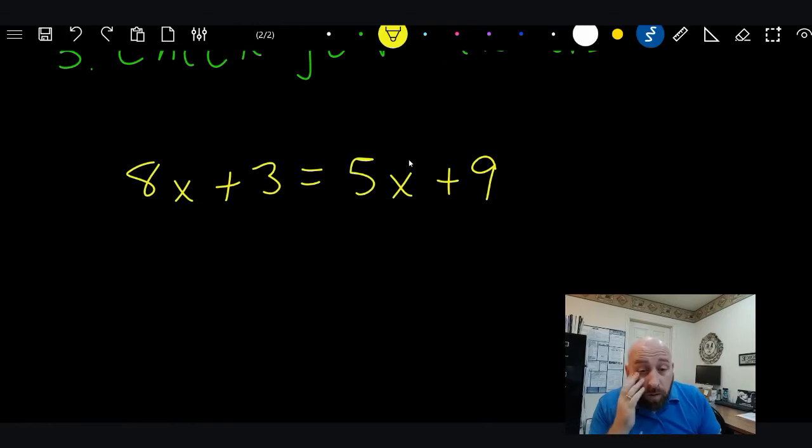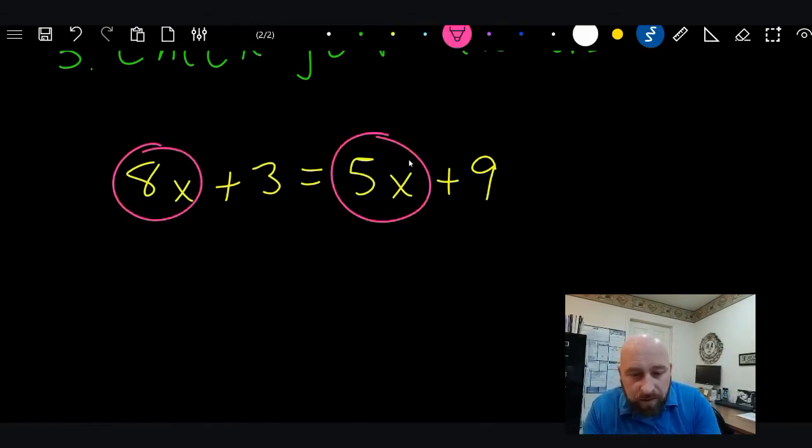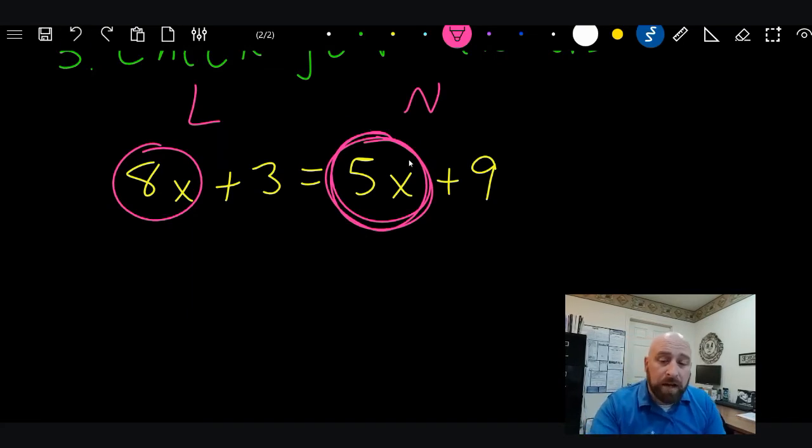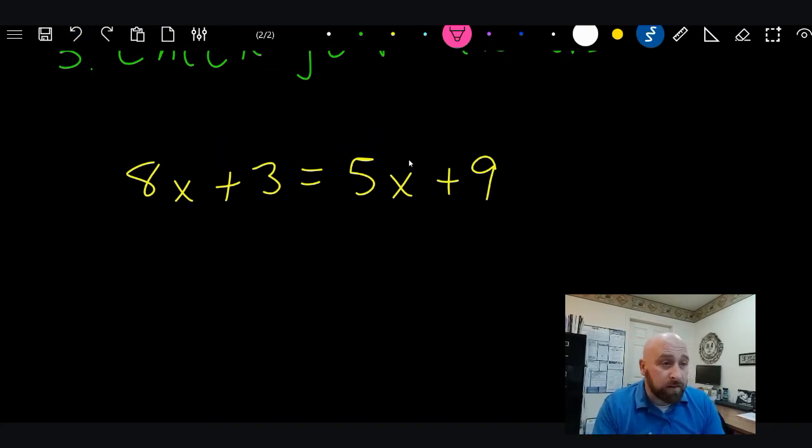Okay, so we want to take all the letters. So here's a letter and here's a letter. And I want to move them all to one side. Let's call this the letter side. I like the left side being the letter side most of the time. Not all the time, but most of the time it works better, I guess, to put the letter on the left side. And this one is going to be the number side. So look, we have a letter down here. We want to move this letter over here. How can I move that letter over to the other side?